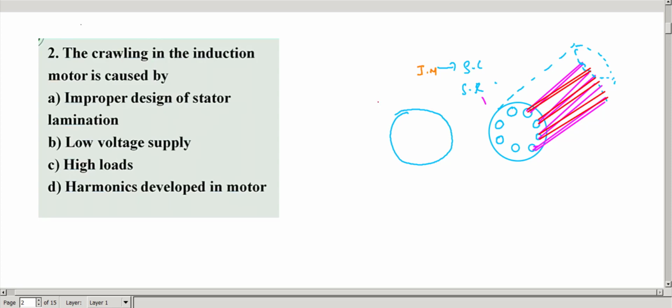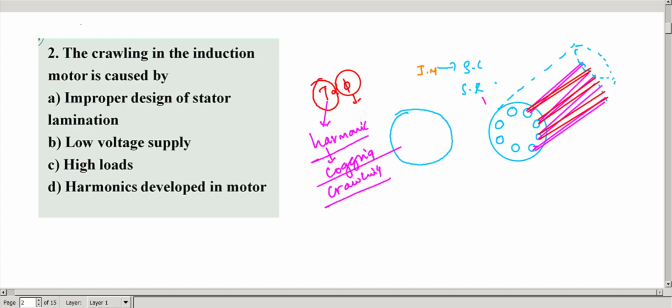So you know that torque is proportional to phi into Ia. If flux is not sinusoidal, harmonic torques will be there. What causes harmonic torques? Harmonic torques lead to cogging and crawling.